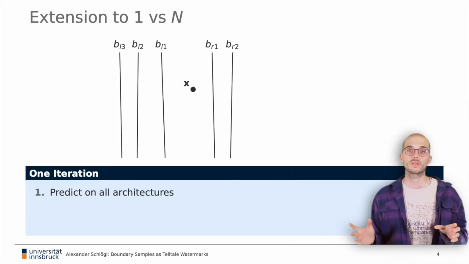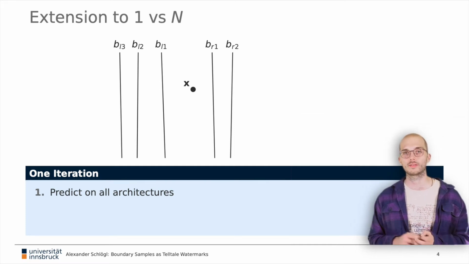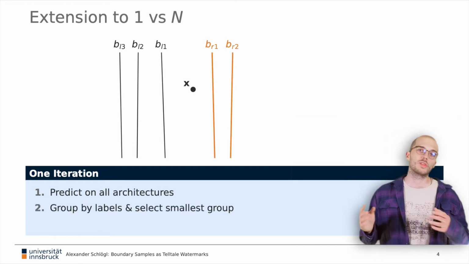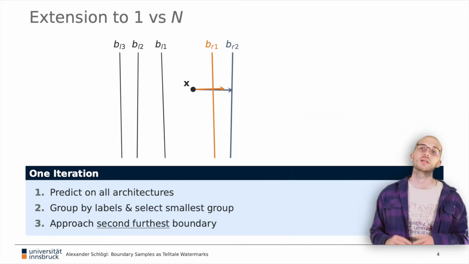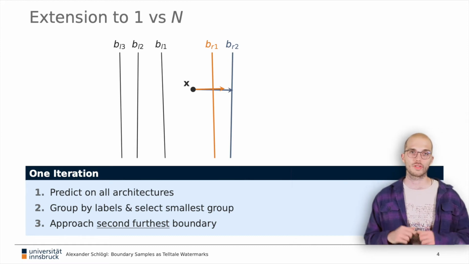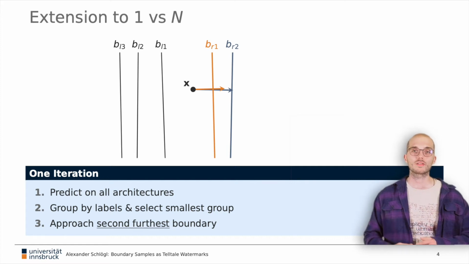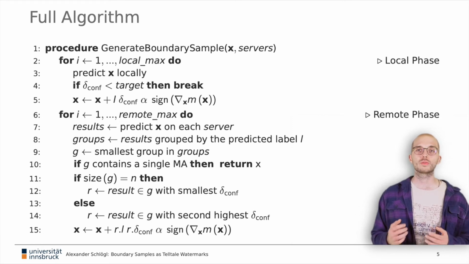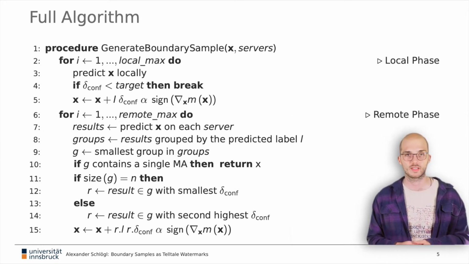The extended approach then works as follows. First, the current sample is predicted on all microarchitectures, including the calculation of gradients for each pixel. We then partition the results based on their predicted labels. From the smallest partition, we pick the second furthest decision boundary, which is the one with the second highest confidence difference. Passing that decision boundary leaves us in an identifying area, as only one microarchitecture has yet to flip its label. The full algorithm we used is shown here, and it also contains two special considerations for our experiment setup.